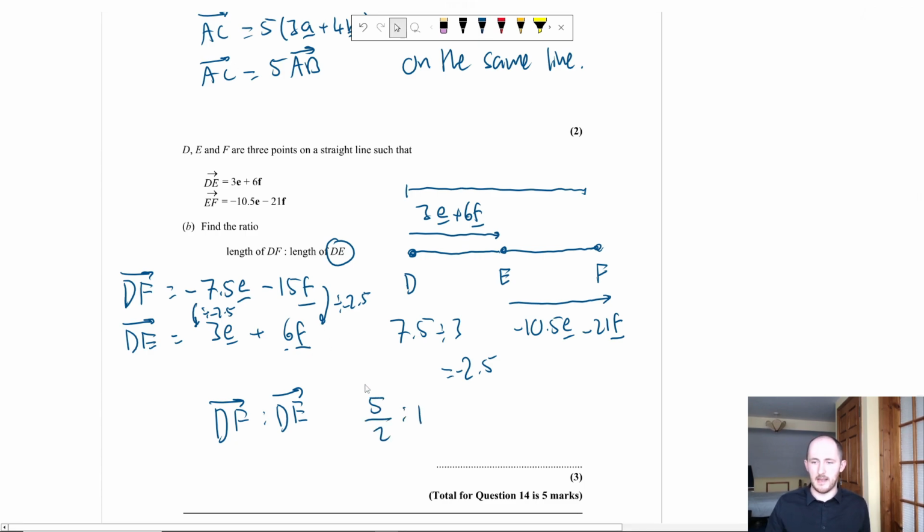Right? So actually, if I want to write this a bit more properly, just to keep it in the same vein, because DF is 2.5 times bigger, it's 2.5 to 1. Now, generally speaking in ratios, we always give them as whole numbers. So I'm going to times both sides by 2, just to make it a whole number, which gives me 5 to 2, which is the final answer.